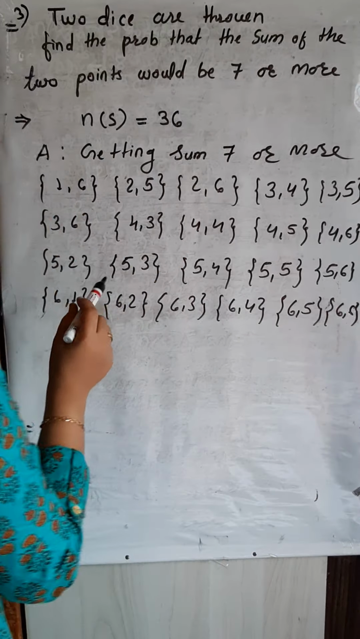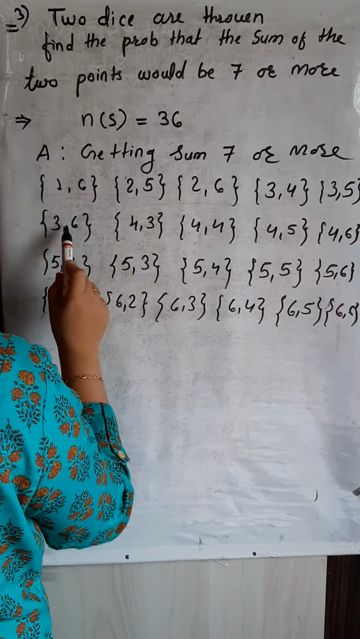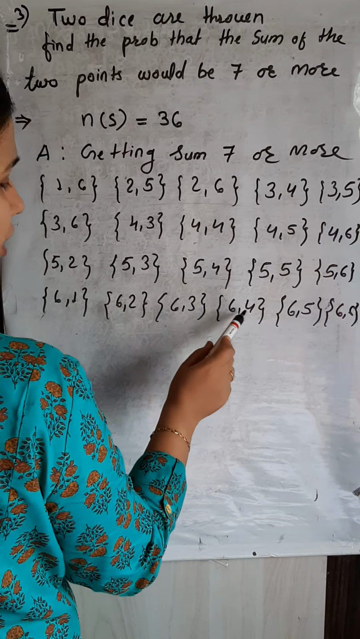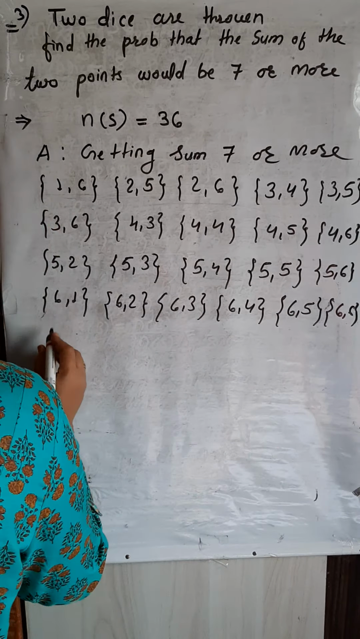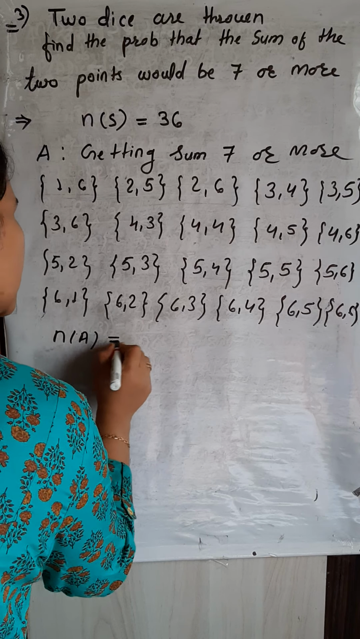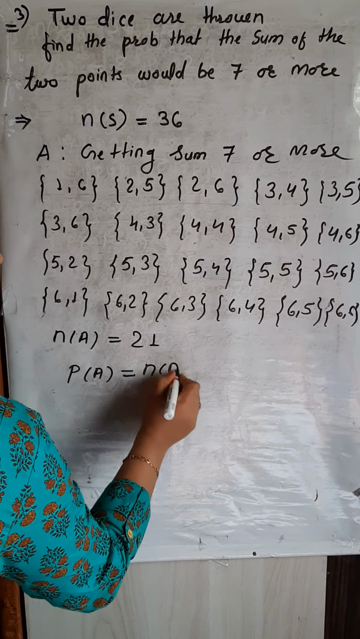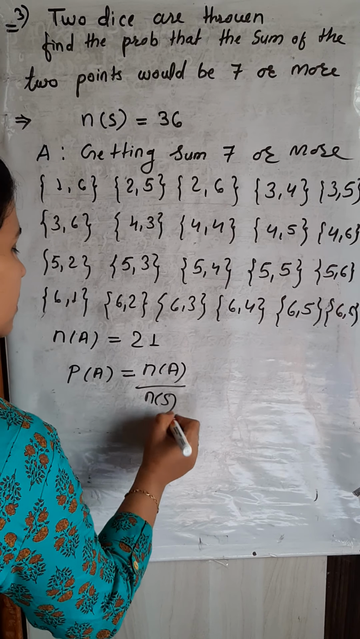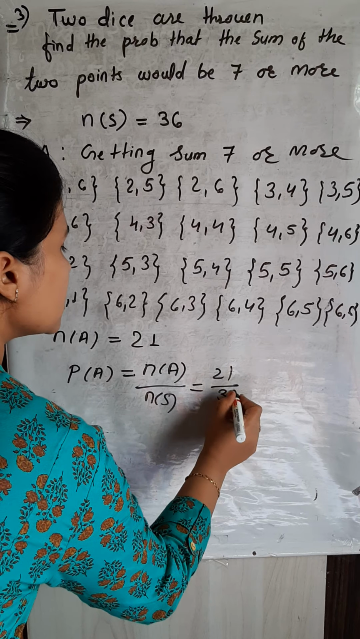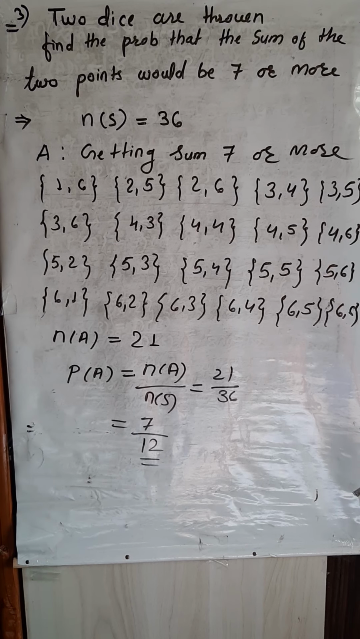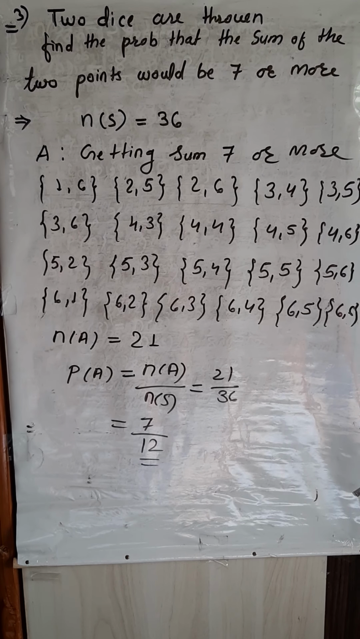So count how many outcomes these are. 1, 2, 3, 4, 5, 6, 7, 8, 9, 10, 11, 12, 13, 14, 15, 16, 17, 18, 19, 20, 21 outcomes. So what is the favorable count for A? 21 outcomes. Therefore probability of A is equal to n of A by n of S, which is equal to 21 by 36, dividing by 3, it gives you 7 by 12. So this is the probability of event A, where we get a sum of 7 or more. Okay, now we'll move to the next question.